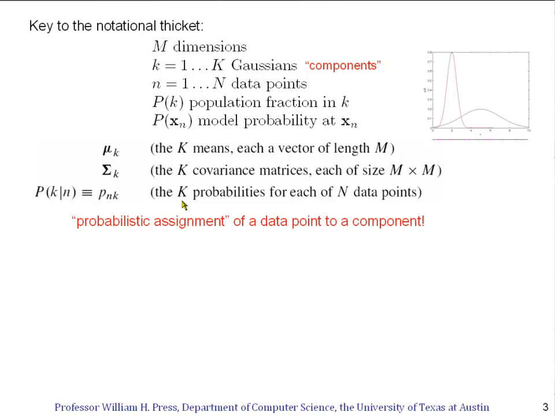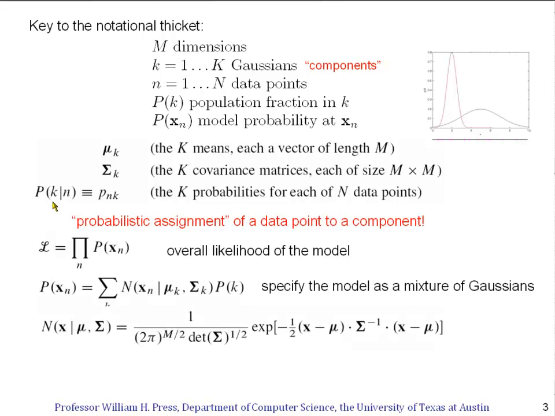We also need to know the K probabilities for each of the N data points. That is to say, each data point has a certain probability of lying in each Gaussian component, and that's a matrix of numbers that we'll call P_nk, which is the probability, given that we're looking at data point n, that it's in the kth component.